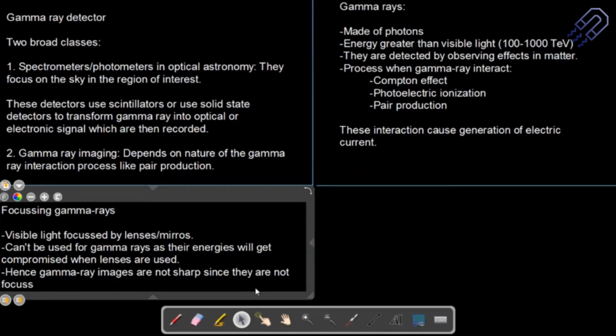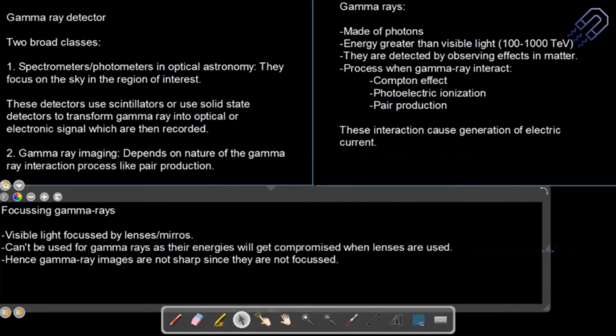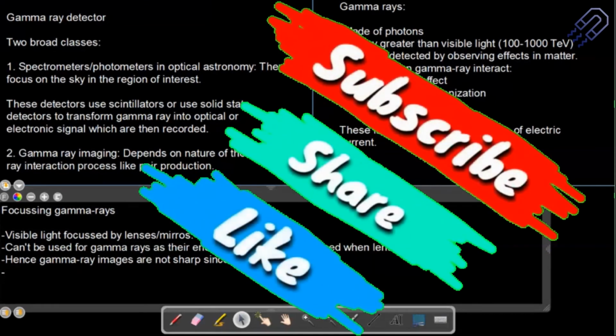So detecting gamma rays and using the gamma ray after focusing it are two different parts. That is what you have to understand here. So what about the gamma ray sources?